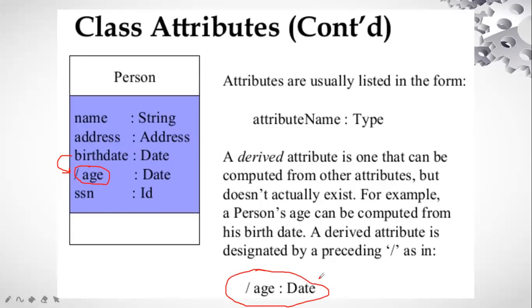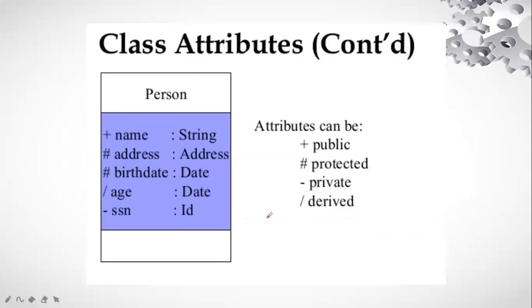Okay, so similarly, there are other types through which we can denote what type of attribute it is. See, the plus sign is there. When the plus sign is used, it means public. What does it mean when I say public? Public means that this particular attribute will be visible to all, right?